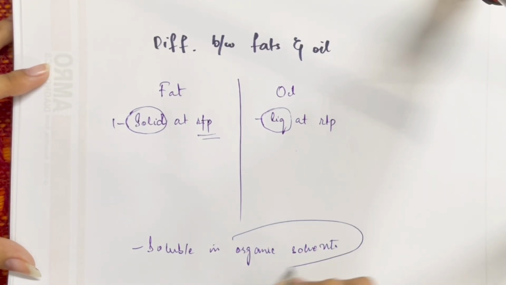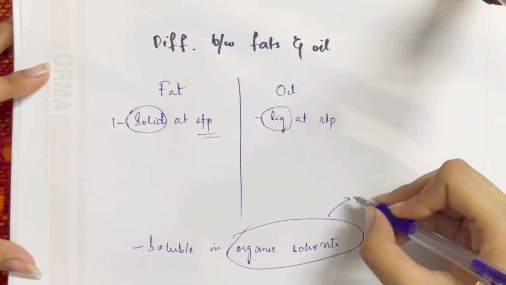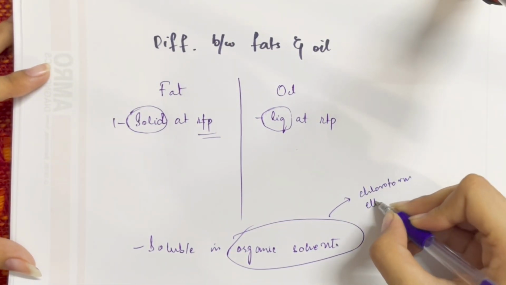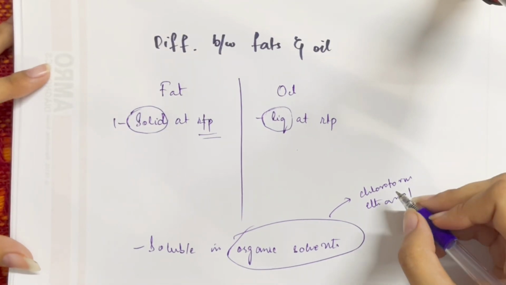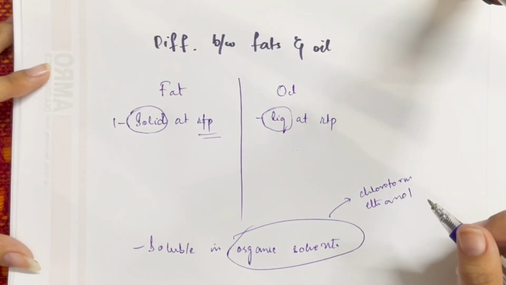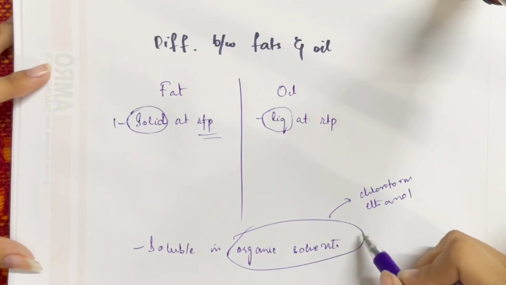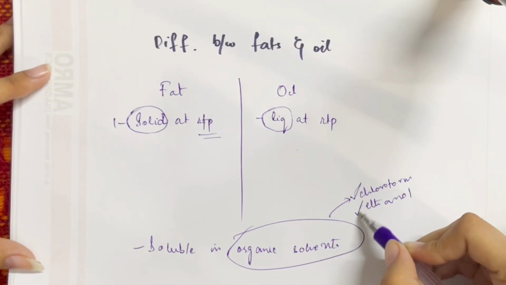Now, what kind of organic solvents? The kinds of organic solvents include chloroform and ethanol. Examples of lipids include fats, waxes, and steroids, however, they are only soluble in organic solvents. In organic solvents, we have chloroform and ethanol.